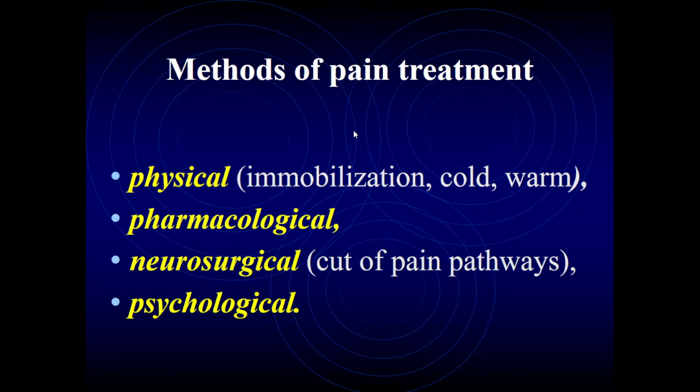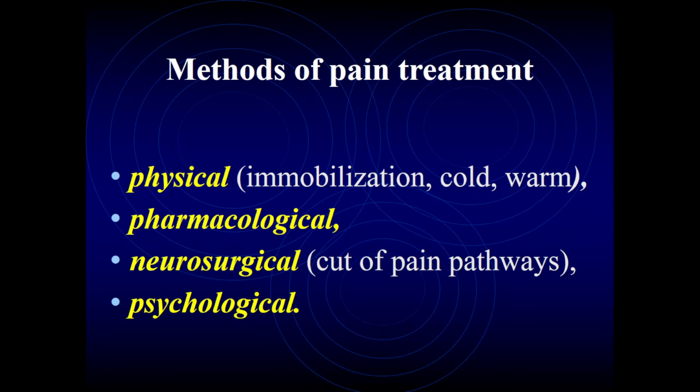In clinical practice, we use methods of pain treatment. They include physical, pharmacological, neurosurgical, and psychological. Physical, for example, immobilization, applying of cold and warm. Pharmacological includes many different drugs. Neurosurgical means cutting of pain pathways.